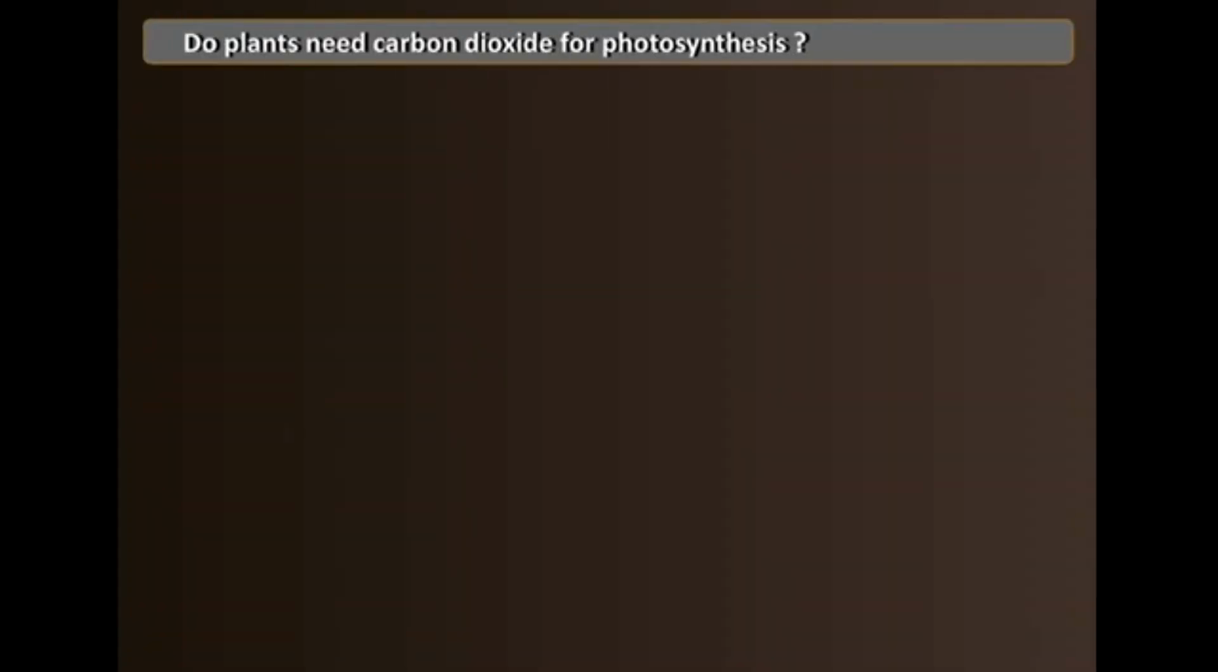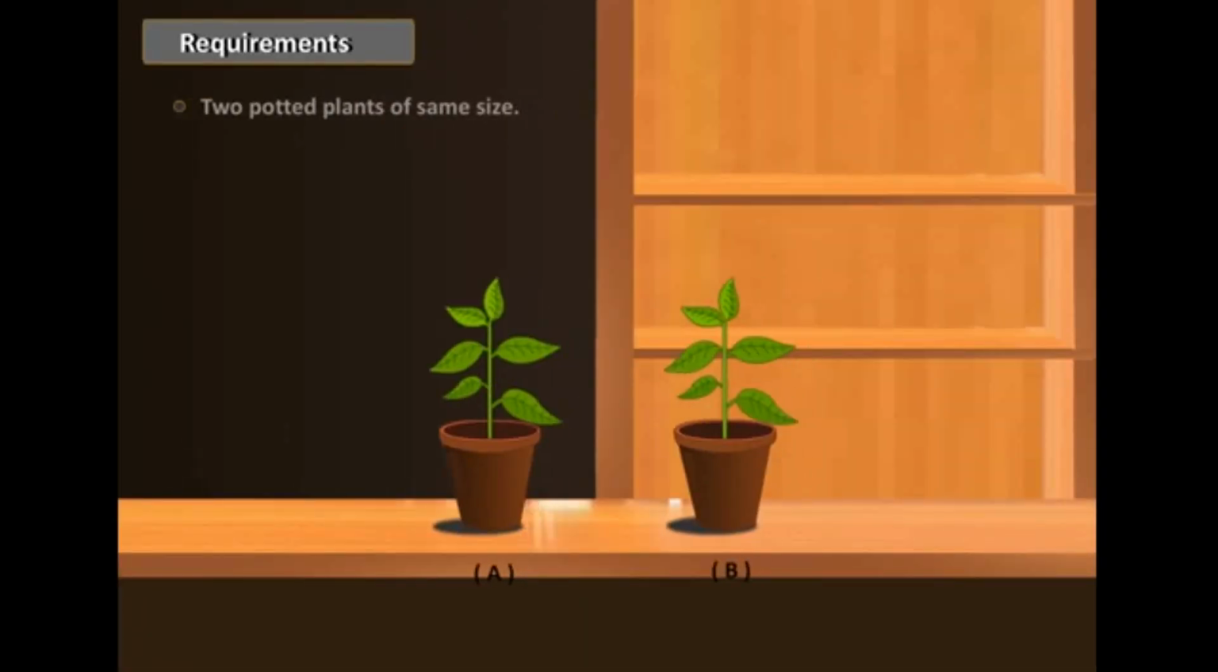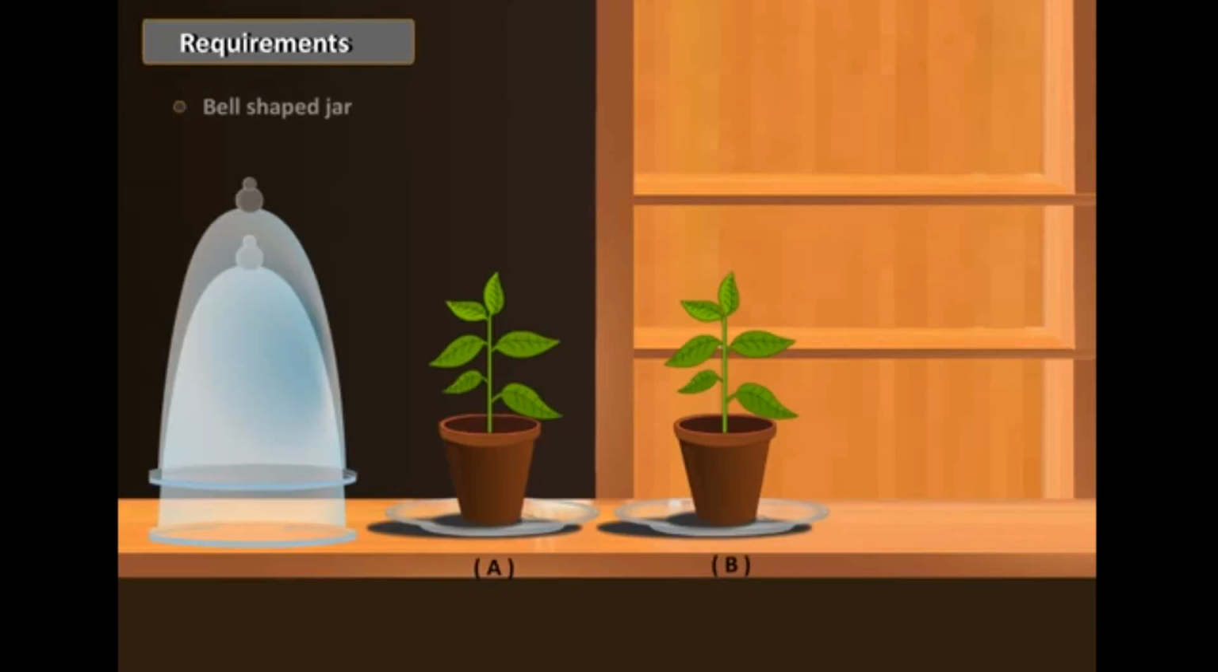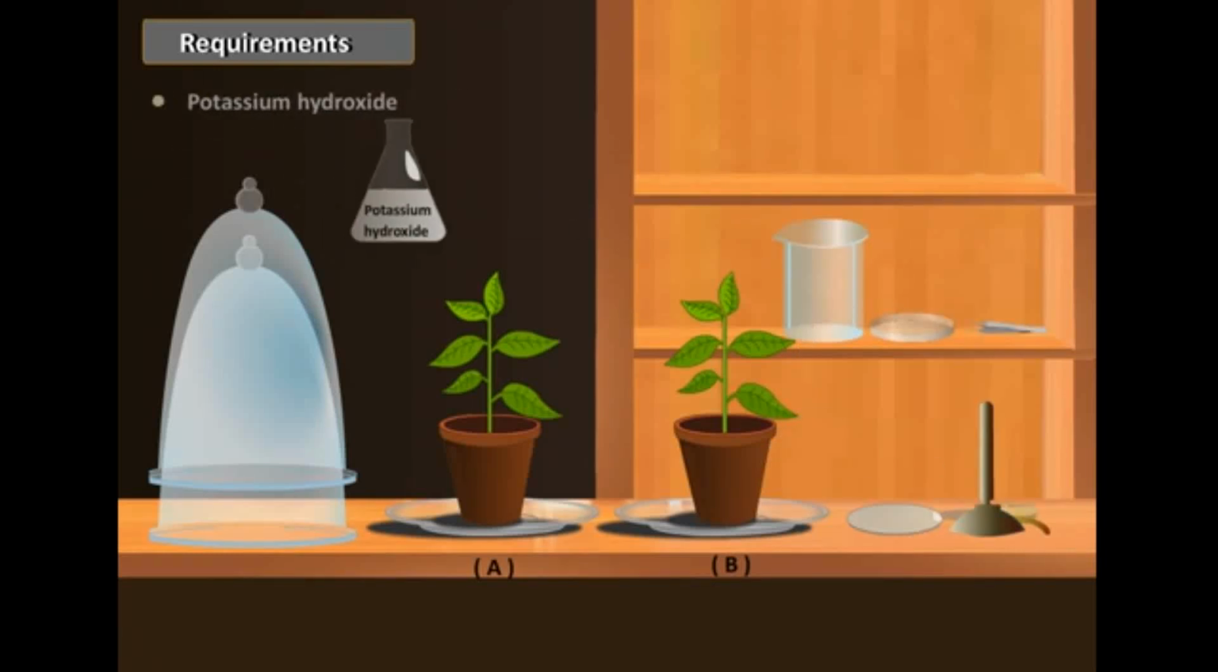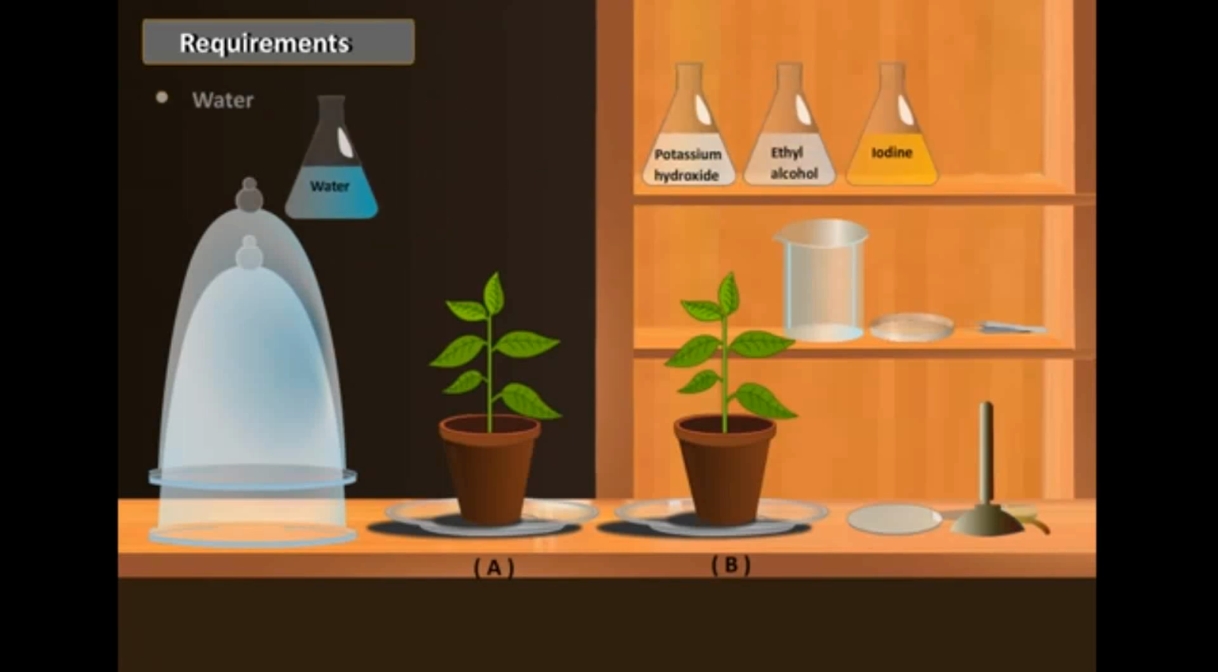Do plants need carbon dioxide for photosynthesis? Let us verify this by performing an experiment. Requirements: 2 potted plants of the same size, glass plate, bell-shaped jar, watch glass, beaker, petri dish, Bunsen burner, forceps, dropper, potassium hydroxide, ethyl alcohol, iodine, water.